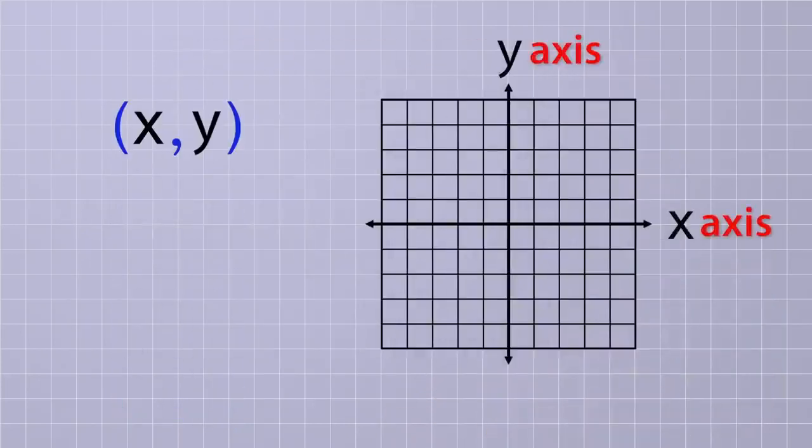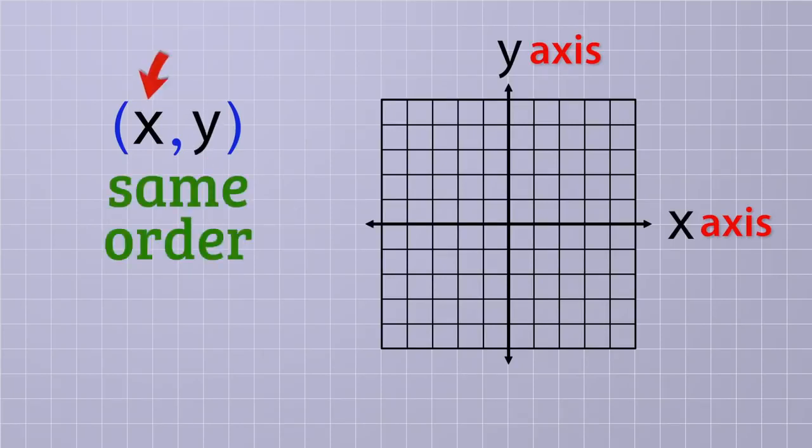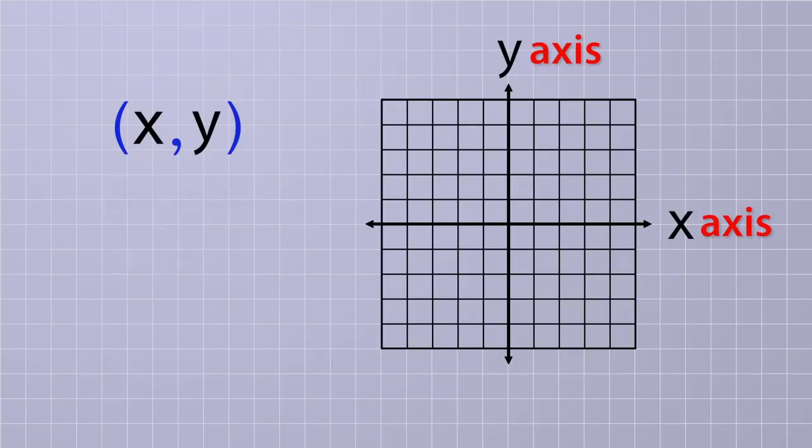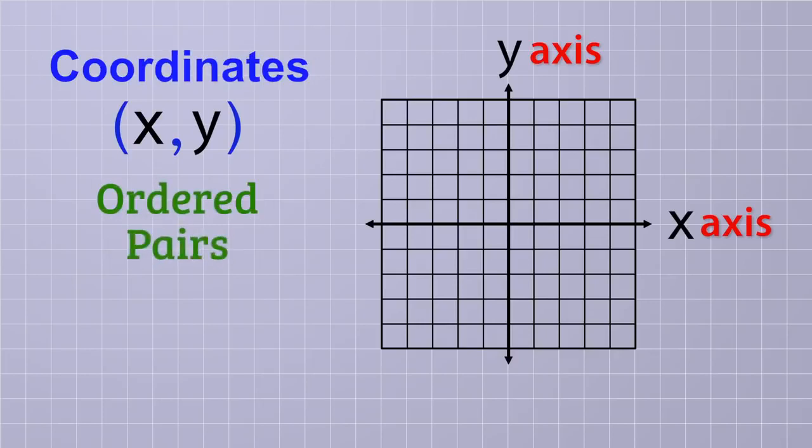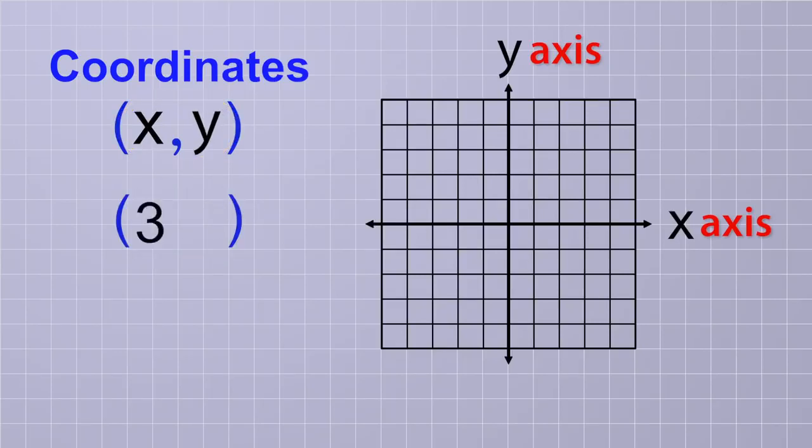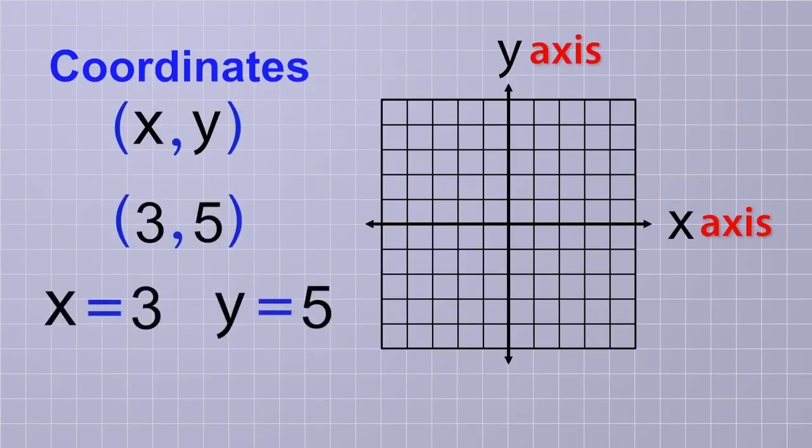The first coordinate number listed will be called x, and the second coordinate number listed will be called y. And we're always going to list the numbers in that same order, x first and then y, so that we never get confused about which is which. In fact, coordinates are often called ordered pairs, because they're a pair of numbers that are always listed in the same order. X value first, y value second. So if you have the coordinates (3, 5), that means x equals 3 and y equals 5.